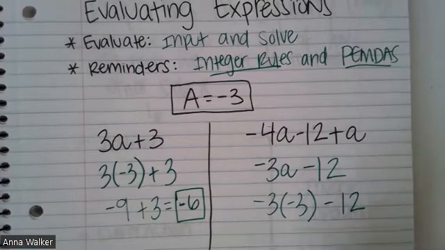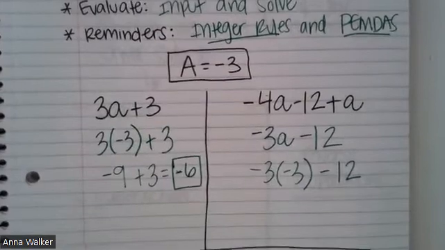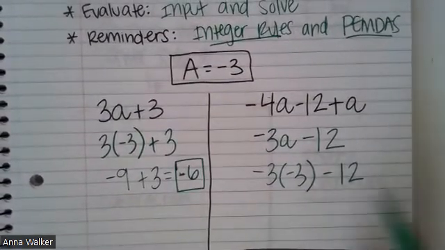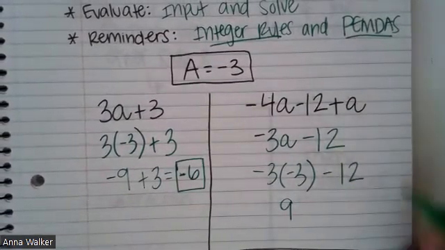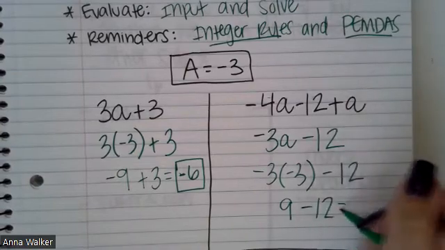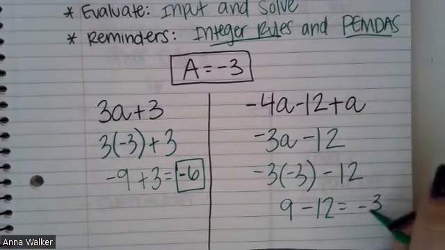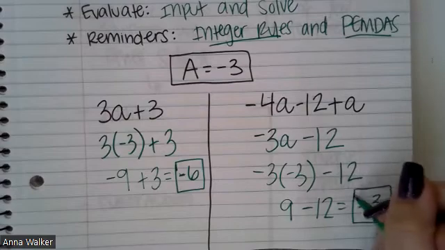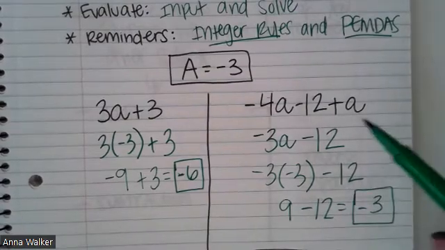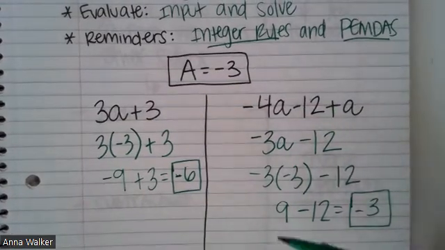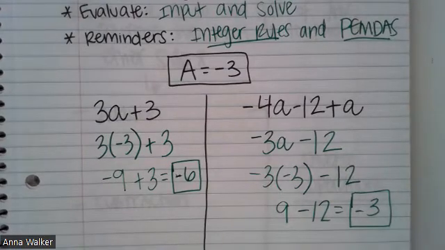So if I follow my order of operations, I need to do the multiplication before the subtraction. So when we multiply, -3 times -3 would be +9. And then we have 9 minus 12, which ends up getting -3. So you'll see when we evaluate an expression, we simply plug in what the variable is equivalent to, and then we solve like an order of operations problem.